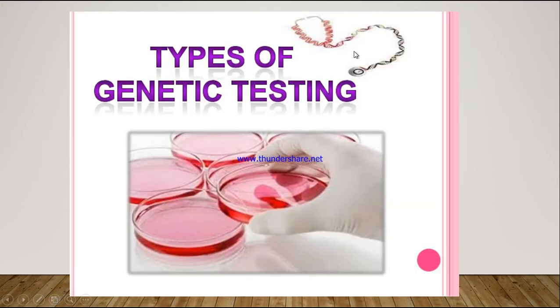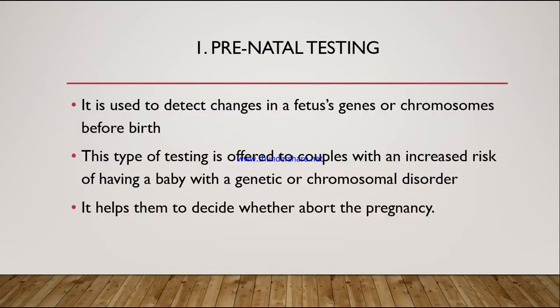Now coming to the types of genetic testing. There are many types of genetic testing. Let us see the first one, that is prenatal testing. I have taught you prenatal testing and screening tests, so I will not go into detail, but just a brush up. Prenatal testing is used to detect changes in a fetus's genes or chromosomes before birth. This is usually done before birth, that is, when the mother is still pregnant.